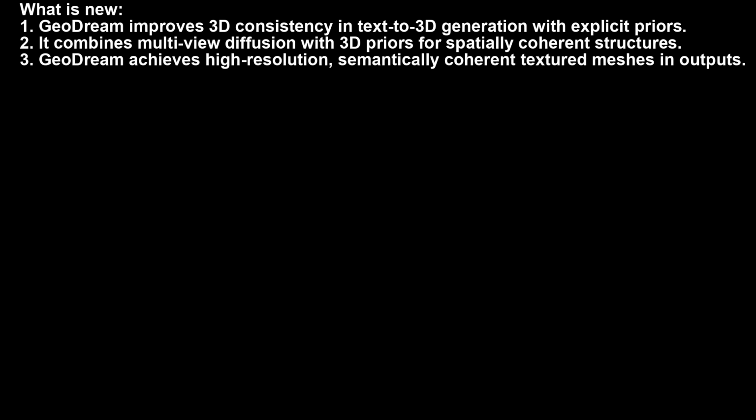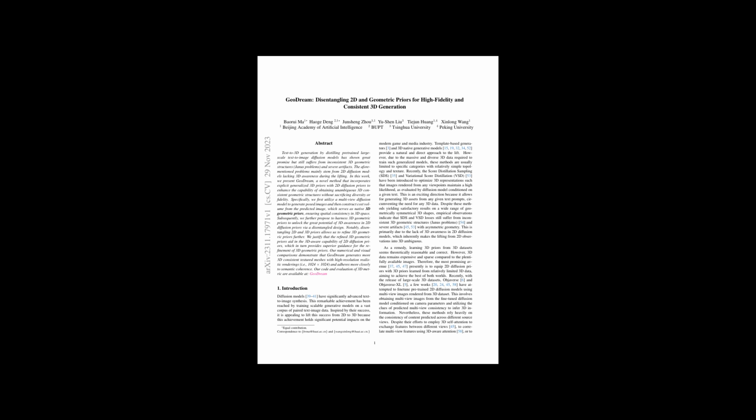textual descriptions. The text discusses GeoDream, a novel method for generating high-fidelity and consistent 3D structures from text descriptions. Traditional text-to-image diffusion models perform well for 2D image synthesis but struggle when converting 2D images to 3D due to a lack of 3D awareness, resulting in geometric inconsistencies and artifacts in the generated 3D objects. GeoDream addresses these issues by incorporating generalized 3D priors into the 2D diffusion models.